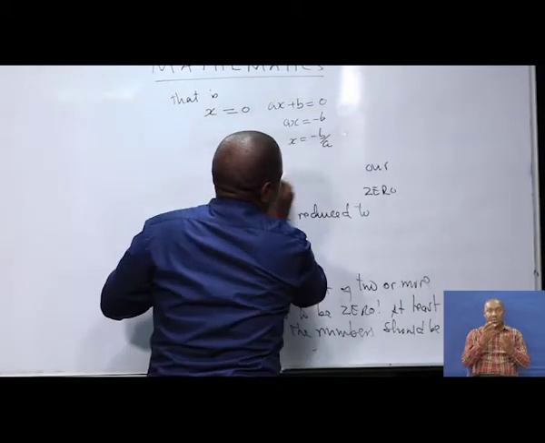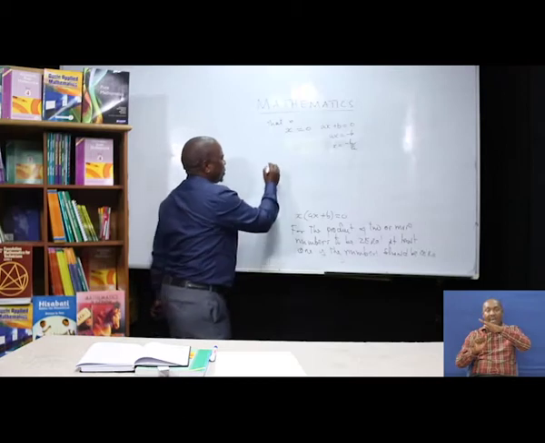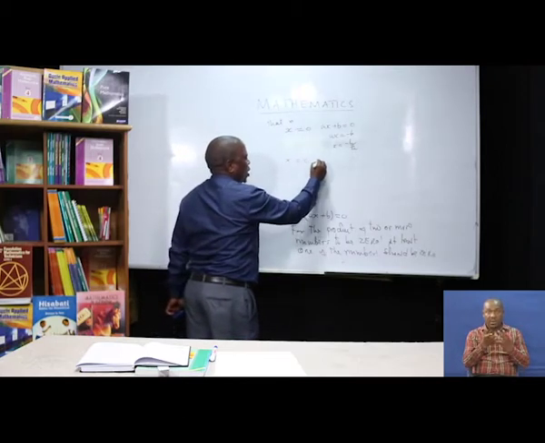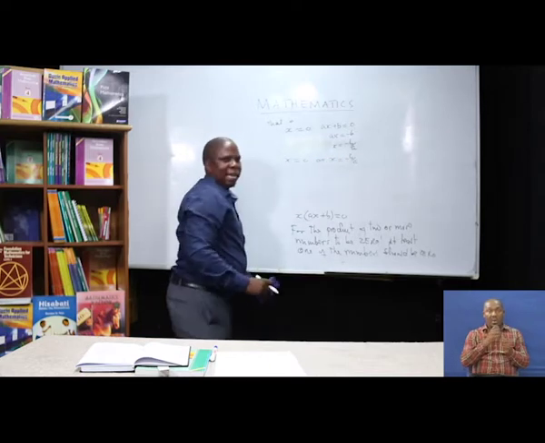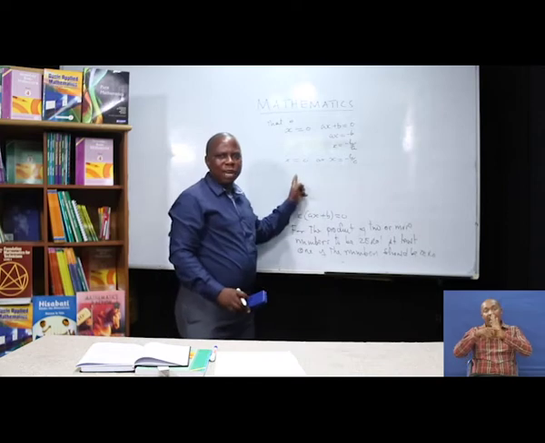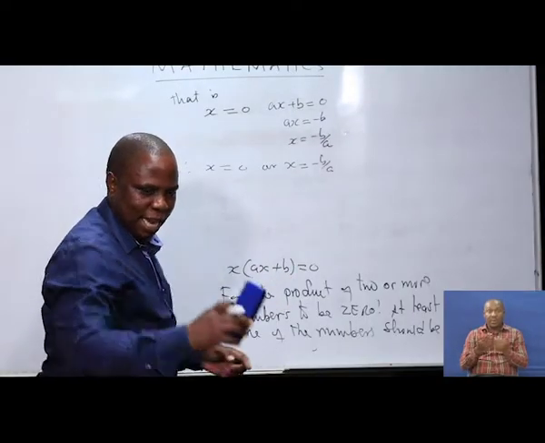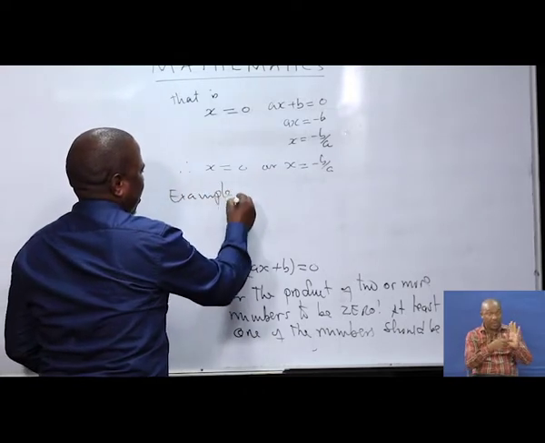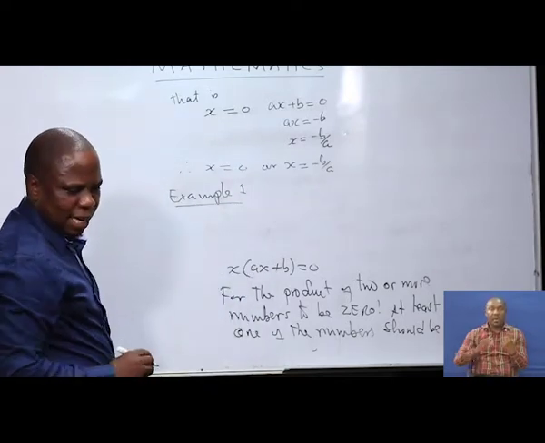Therefore, by solving this one, you will have x is equal to 0 or x is equal to negative b over a. These are the two values of x which can satisfy this general equation here. Have a look at this example. This is example number 1.